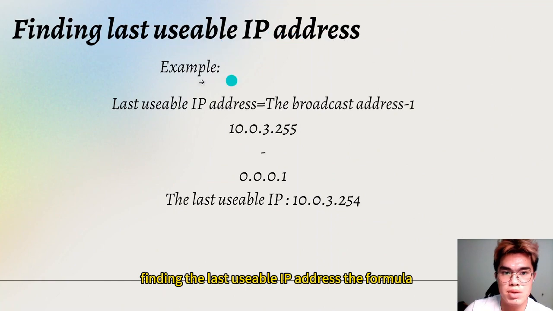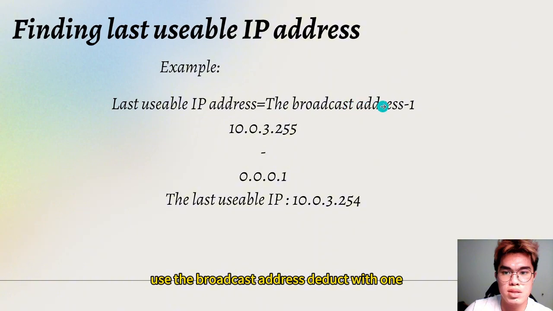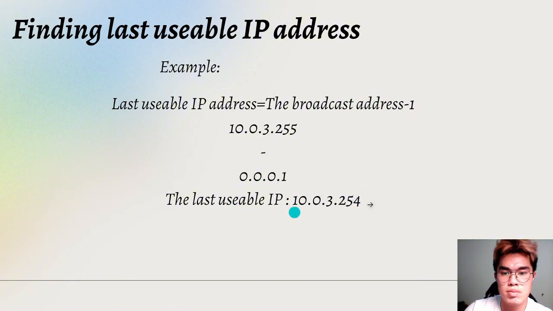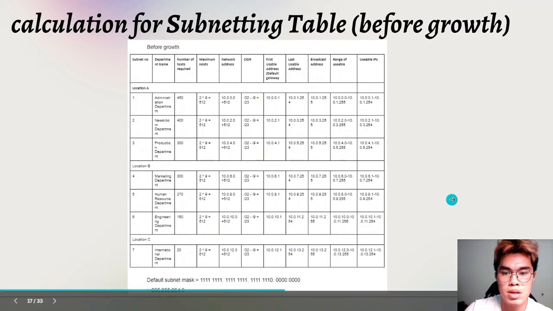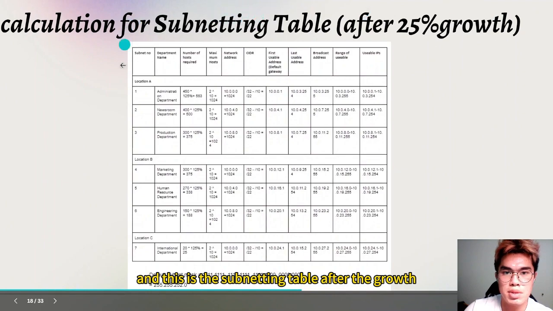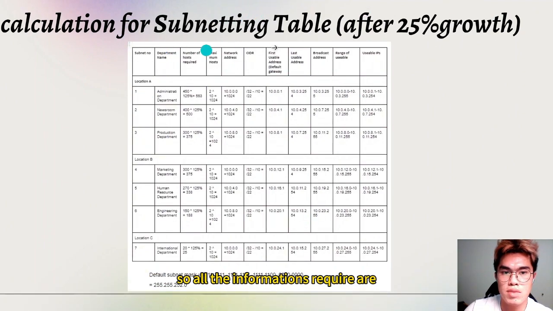To find the last usable IP address, the formula that we're using is to take the broadcast address and deduct 1 to get the last usable IP address, which is this. So this is the subnetting table before growth. And this is the subnetting table after the growth. All the information required is displayed over here.